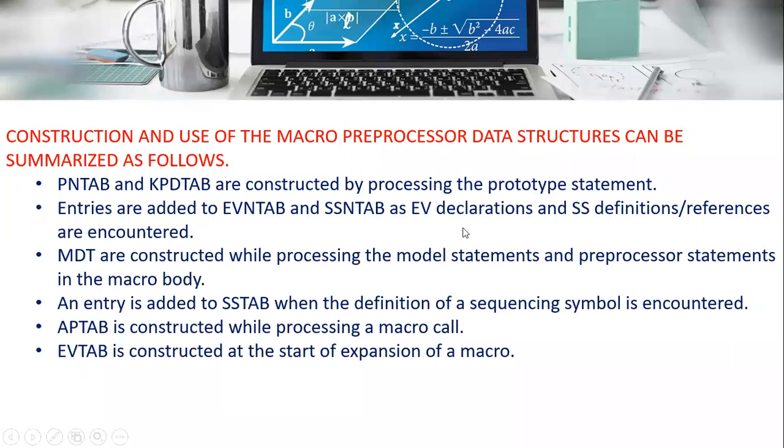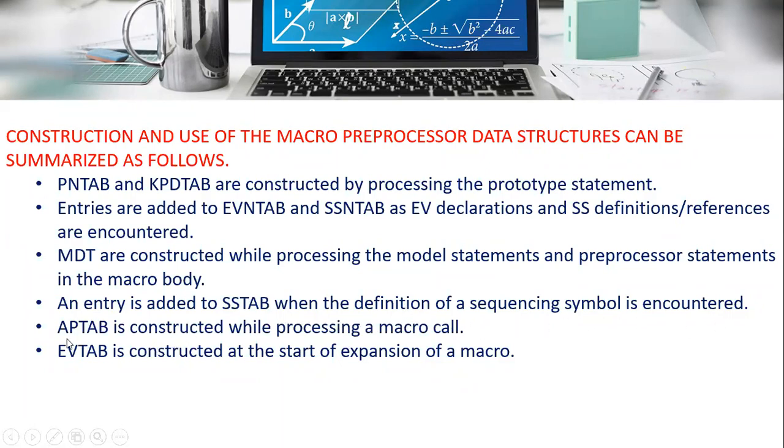We summarize all these tasks in the following statements. PN tab and KPD tab are constructed by processing the prototype statement. Entries are added to the EVN tab and SSN tab as EV declarations and SS definition references are encountered. Then MDT is constructed while processing the model statements and preprocessor statements in the macro body. Then an entry is added to the SS tab when the definition of a sequencing symbol is encountered.